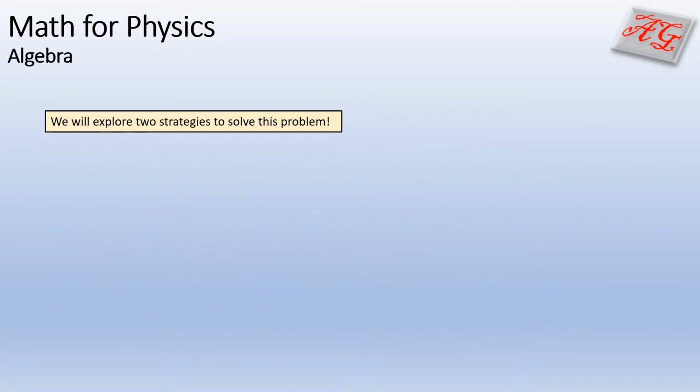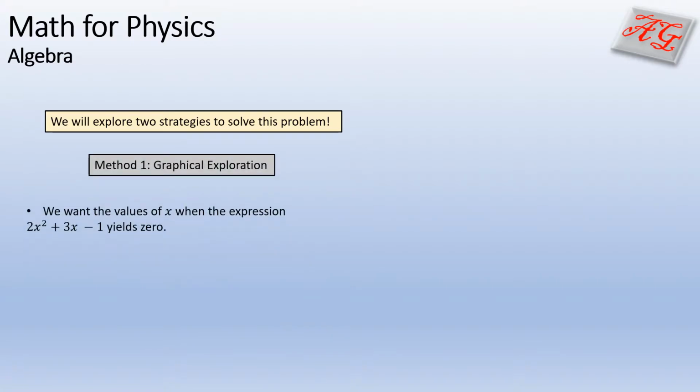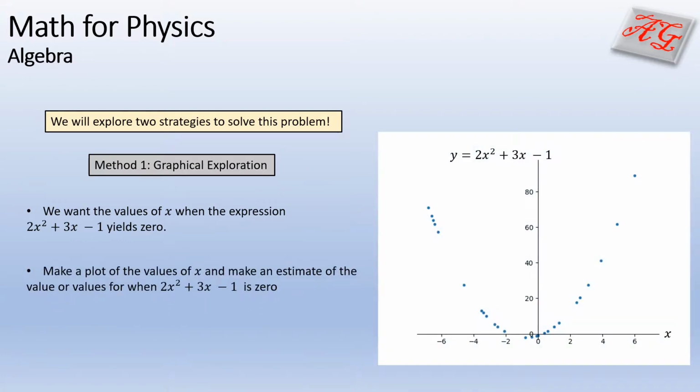So, as I said, we will be exploring 2 methods. The first method is the graphical method. The problem again is to find all the values of x such that 2x squared plus 3x minus 1 is 0. The strategy to follow is very simple. We first take a few values of x and calculate the values of the polynomial at those values of x. Call these values the y values.